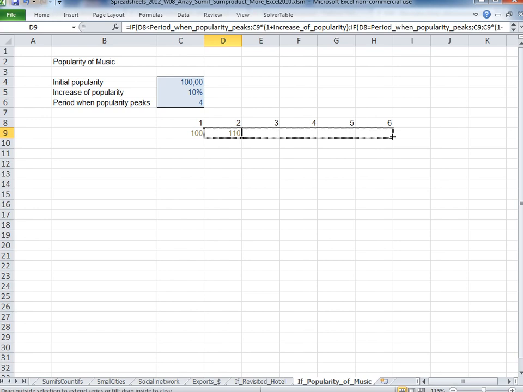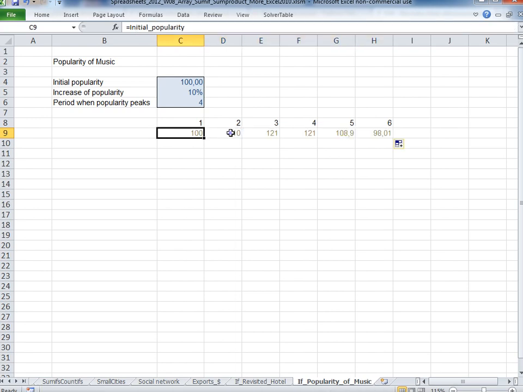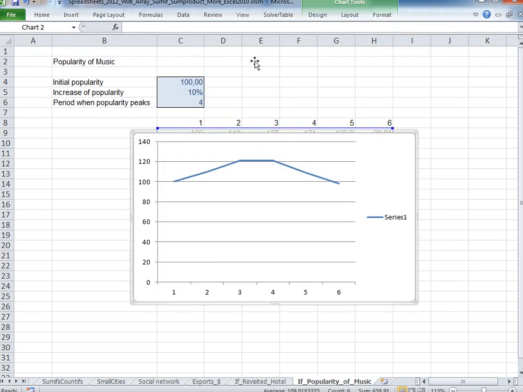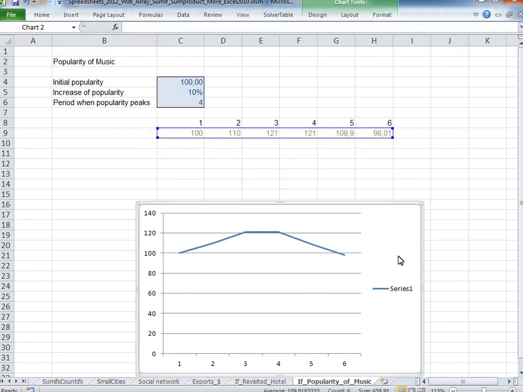And we can copy it, and as we see, it rises until the fourth period where it stays the same, and then it falls in the fifth and sixth period. Now we can draw a graph here. We just select these and insert a line graph, and here we have it. The popularity going up, staying the same, and falling.